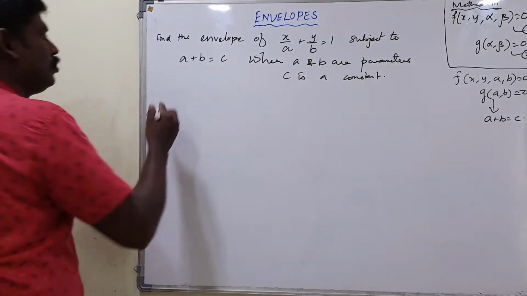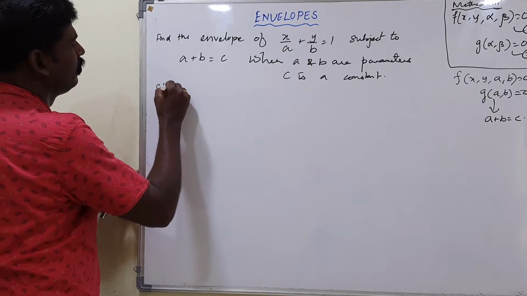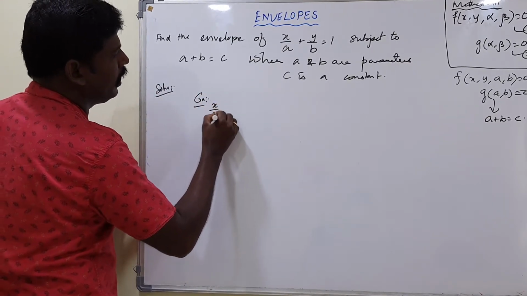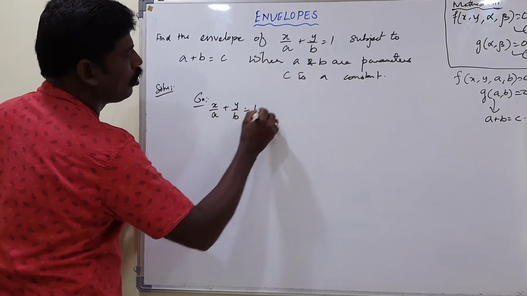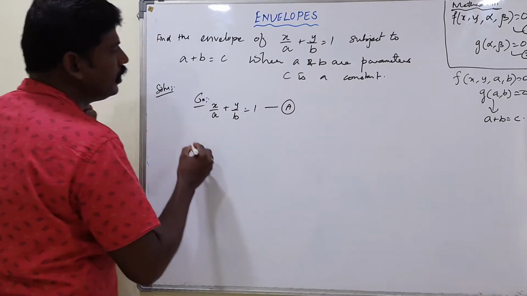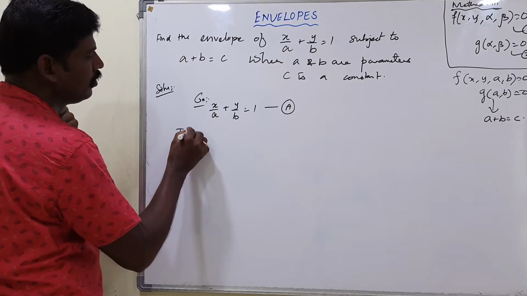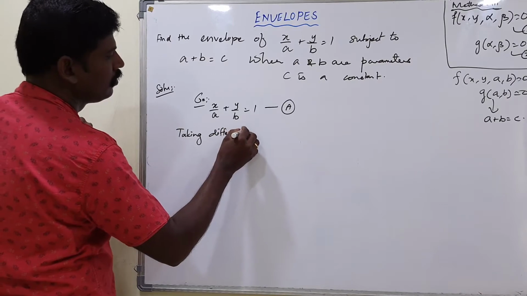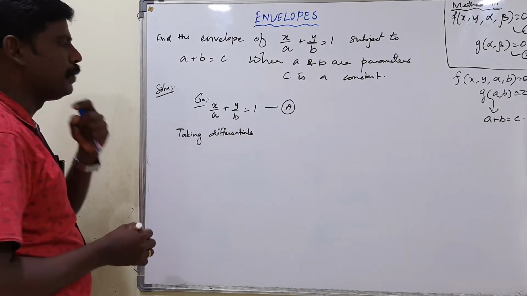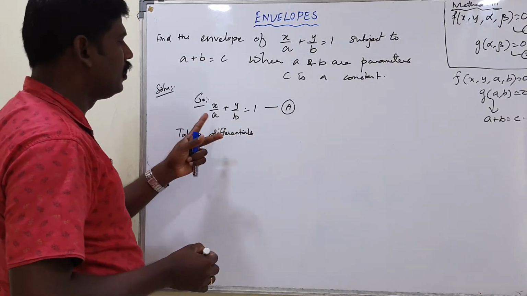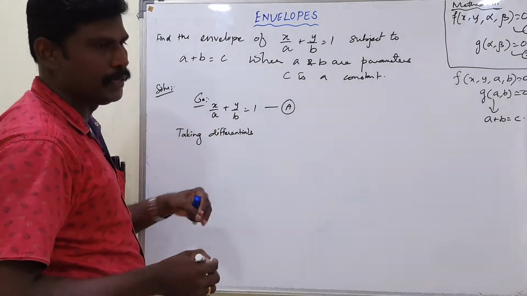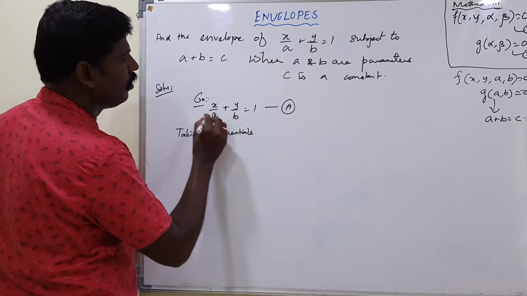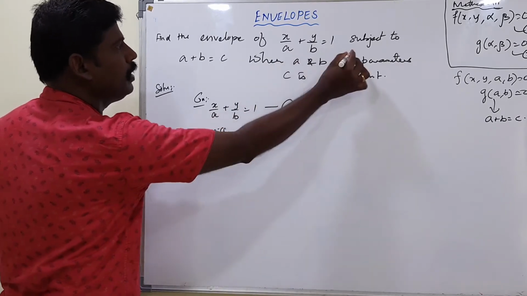Now the solution. What is given? x by a plus y by b equal to 1. Call it equation a. Taking differentials, with respect to t or z, anything like that, we differentiate a and b with respect to any one variable. Generally, we are taking differentials. Here, a and b are the parameters.